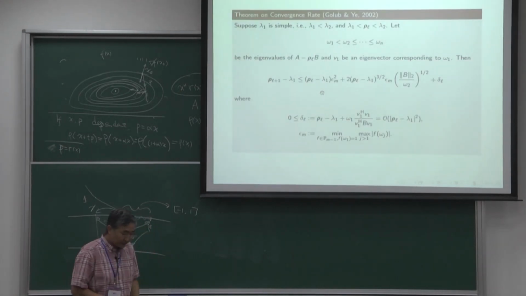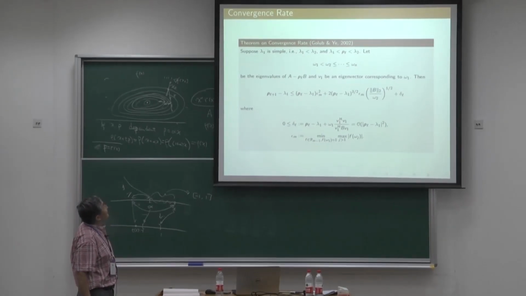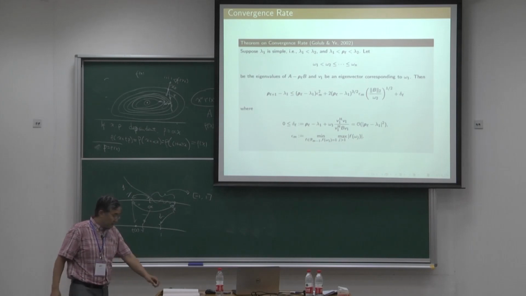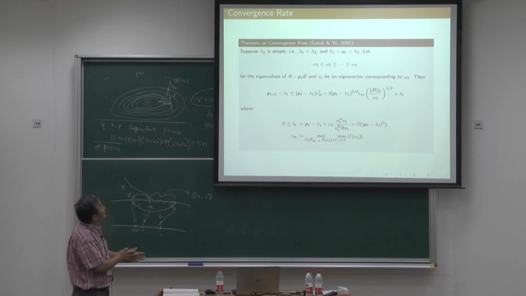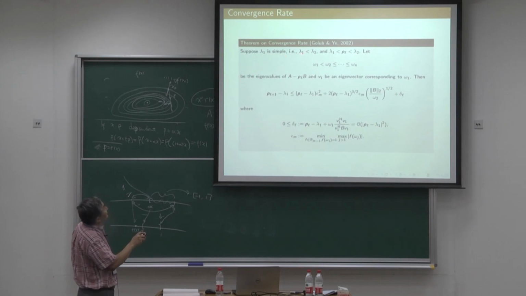Okay, I want to show this theorem, and then we're going to be off. This theorem talks about the extended method in the subspace search. We use an m-dimensional subspace. It is in a book by Golub and Ye. So suppose lambda 1 is a simple eigenvalue. We look at the simple case first. Lambda 1 is less than lambda 2. Let's say we're close to being in between lambda 1 and lambda 2.